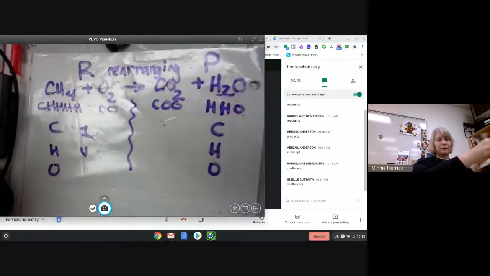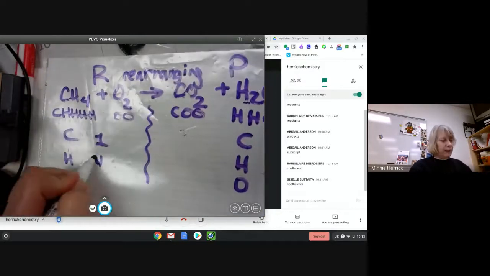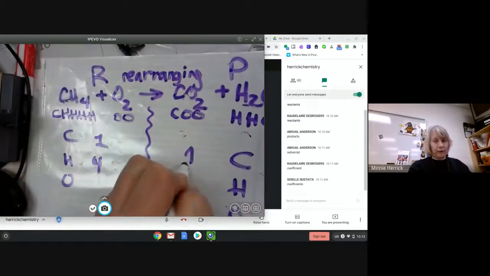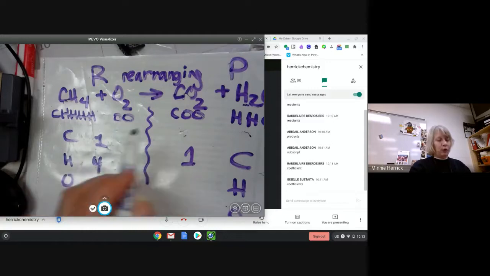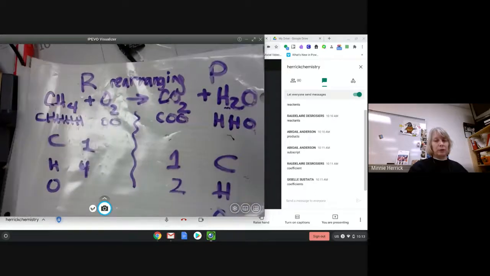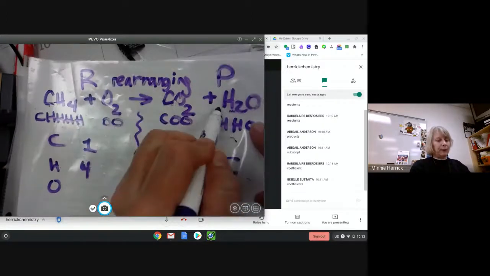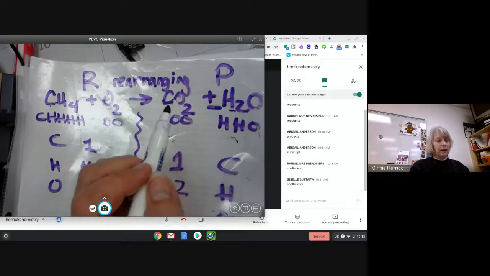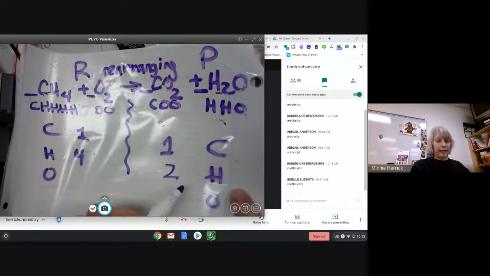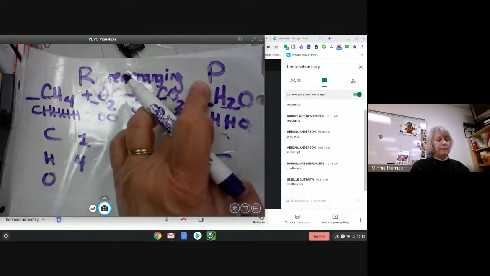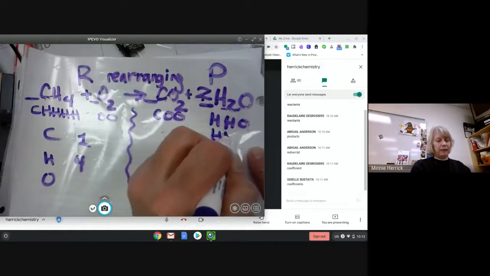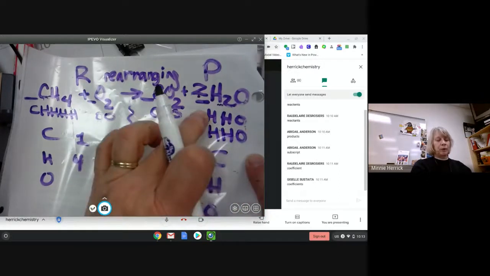I probably should do this with the light not on, but we have 1 C and we have 1 C here. Okay. And then we have 4 H's, but over here we only have 2. Now you cannot change the little numbers. You can't change the little numbers. You can only put big numbers in front. Okay. So we have to make more H's and we have to make a multiple and go ahead and make this a 2. And then go ahead and make another visual particle with 4 H's now.